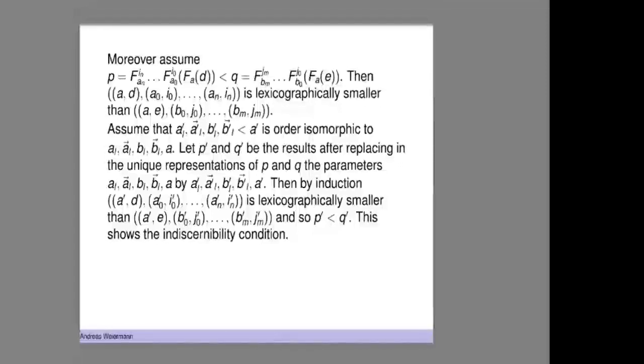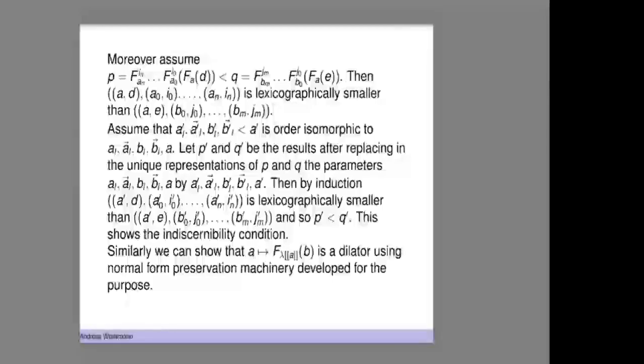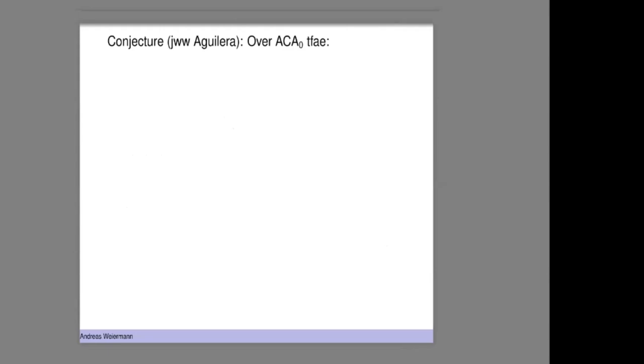Now the question is, what do we have from this? Well, first let me remark that by similar reasoning one can show the more complex statement, namely that A goes to F_lambda(A) of B is also a dilator, but this is more difficult to show. Anyway, recently I showed this to our team in Ghent, and Johan Aguilera said, well, maybe you can do more with this. And actually, my conjecture now is that we have the following principle, namely over ACA0, the following will be equivalent.